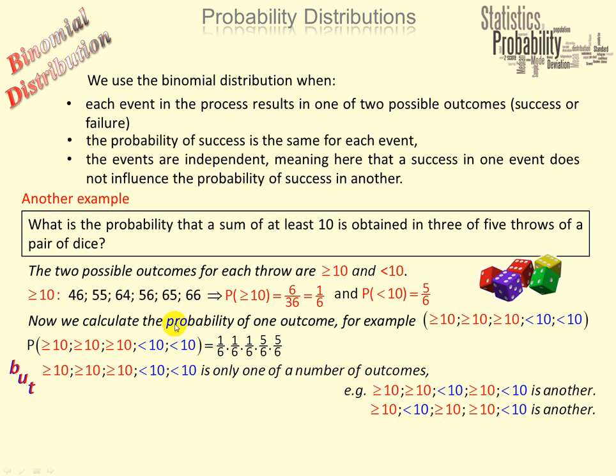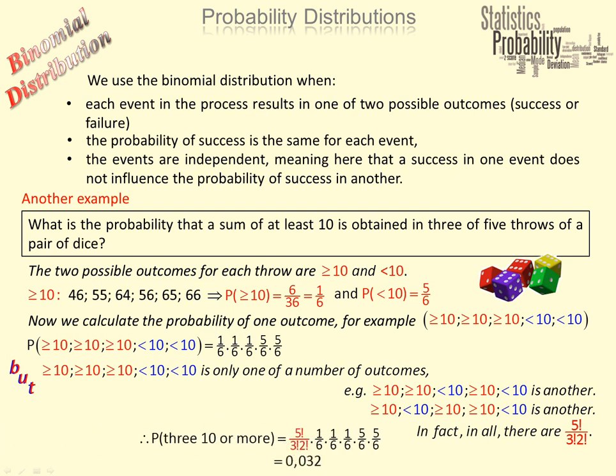Now, how many of these are there? And that is going to be worked out as the permutation. 5 factorial over 3 factorial, 2 factorial. 5 for the total number of objects, 3 and 2 for the repeats. So in fact, the probability of 10 or more is the probability of that one, multiplied by the number like that one, which is that. So there it is there. That giving me 0,32.